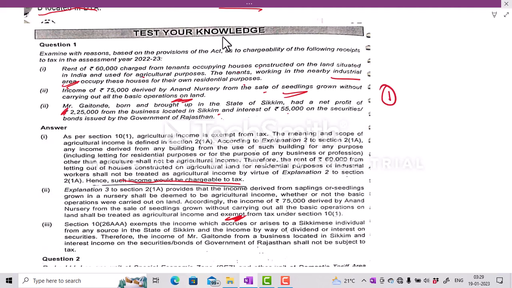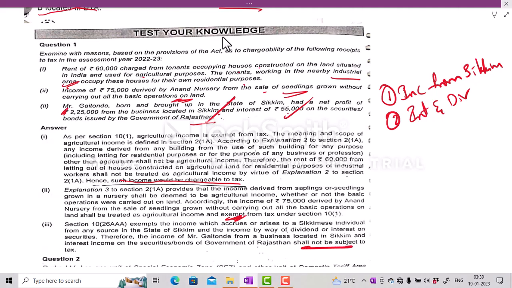What are the incomes exempted? Any income from the Sikkim state. Here, business income from the state of Sikkim, so it is exempted. Second one, interest and dividend from any state. So even if it is from Rajasthan, it will be exempted. So both will be exempted, shall not be subject to tax.